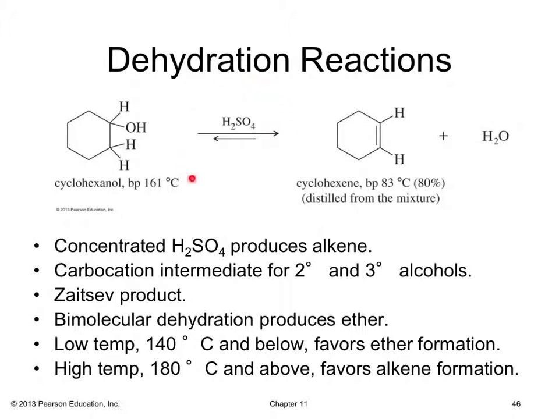Dehydration reactions, you've seen this before, right? H2SO4 in the presence of an alcohol will allow for elimination via E1. So concentrated H2SO4 produces alkenes. Carbocation intermediates are formed for secondary and tertiary alcohols, forming that Zaitsev product. Bimolecular dehydration will produce ethers at low temperature, right? 140 degrees and below favors ether formation, but at high temperatures, 180 and above, alkene formation occurs.